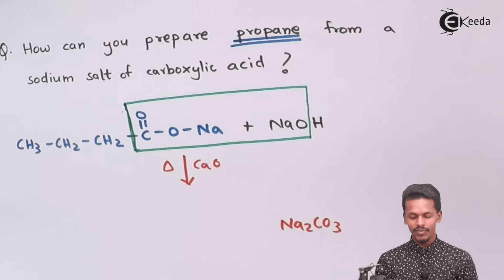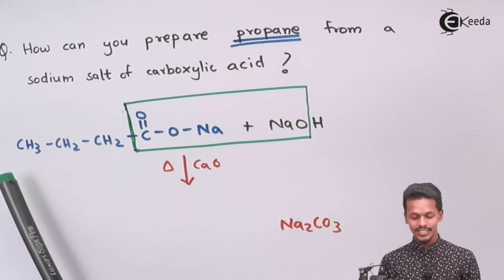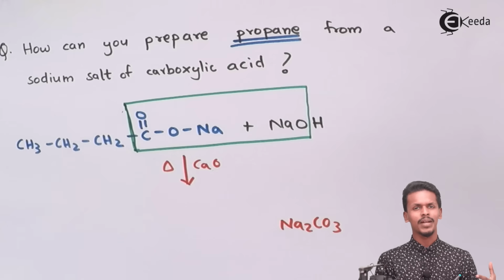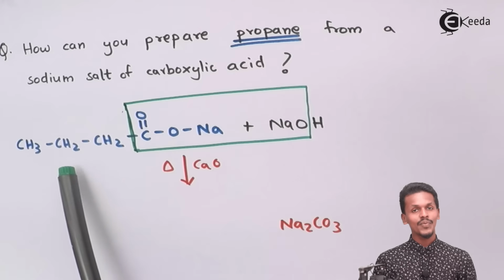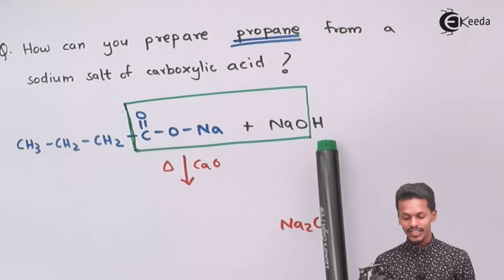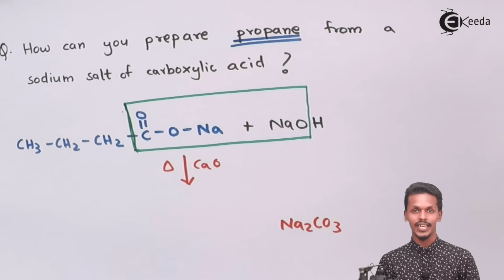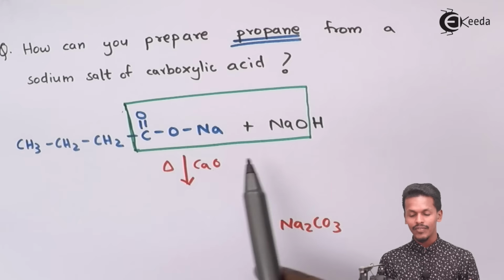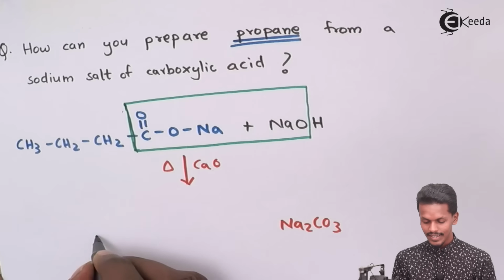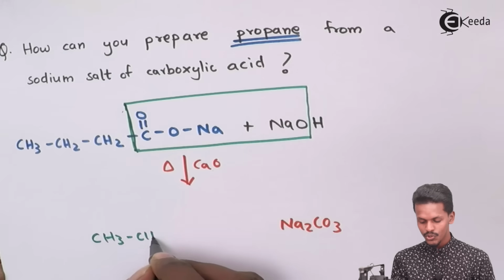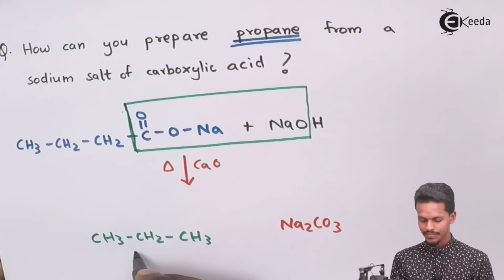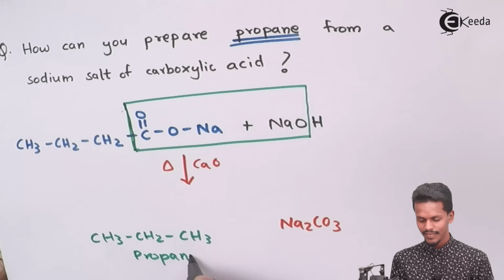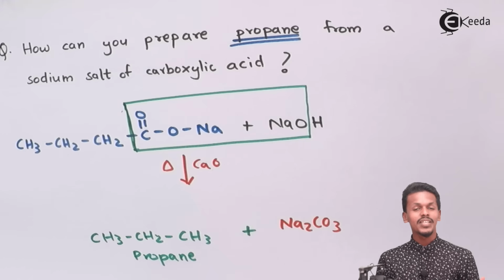So the thing that has been left with us is basically a propyl group, that is CH3, CH2, CH2. A propyl group is basically a propane with one hydrogen atom less. This will combine with the hydrogen that has been left out of the sodium hydroxide, forming CH3, CH2, CH3, basically known as propane. So this is the product that we have got.